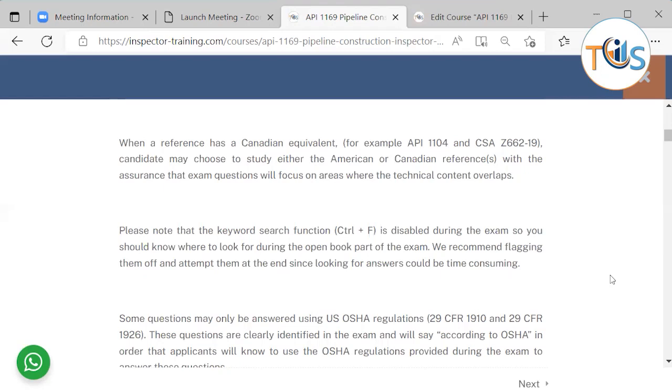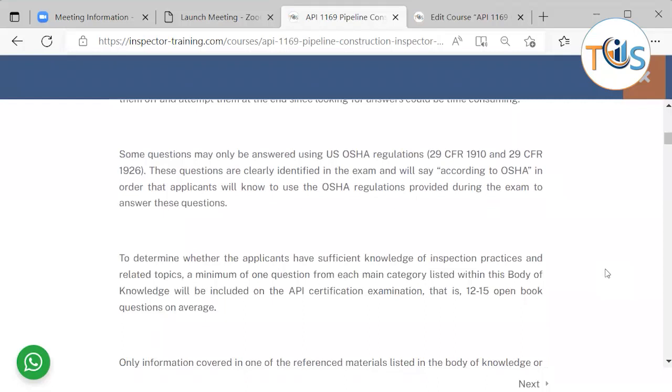Please note that the keyword search button is disabled during the exam, so you should know where to look during the open book part of the exam. We recommend flagging them and attempting them at the end, since looking for answers could be time consuming. Some questions may only be answered using OSHA regulations, Occupational Safety and Health Administration regulations. These questions are clearly identified in the exam and will say "according to OSHA," so that applicants will know to use the OSHA regulation provided during the exam to answer these questions.